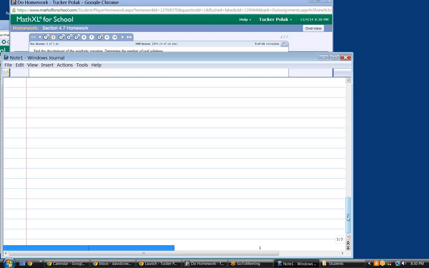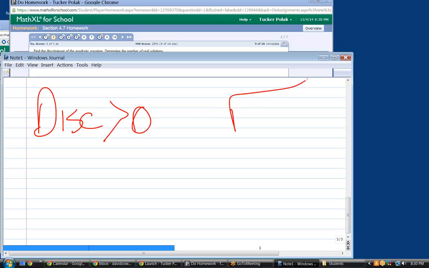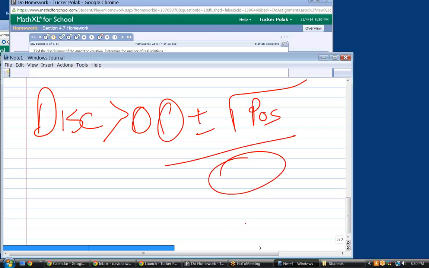I'm sorry, did you say, is there no solution since it's 0? No, hold on. Let's talk about the discriminant. If the discriminant is greater than 0, then you're going to be taking the square root of some positive number, right? And you will have two real solutions. You'll have the plus solution and the minus solution. No matter what the minus b is or the 2a, you're going to have two real solutions as long as the discriminant is positive.